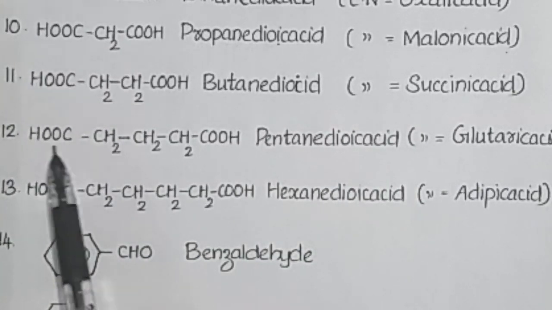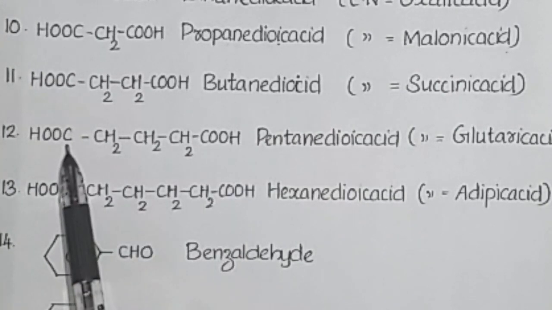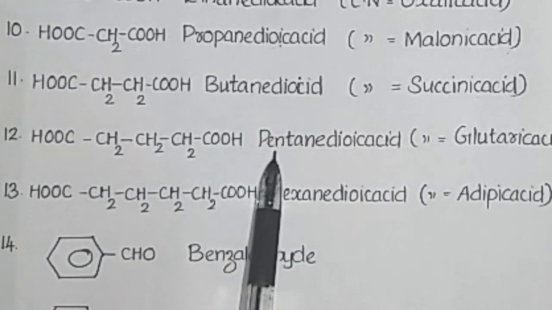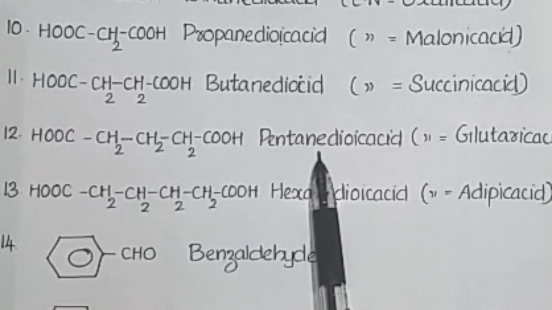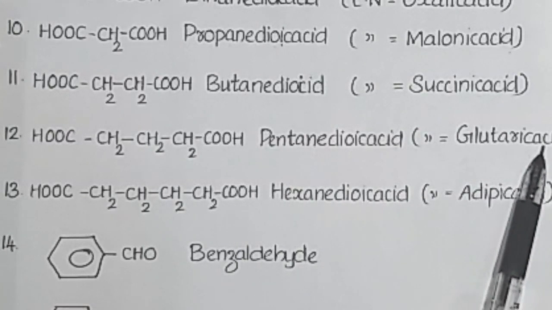Next one, COOH, CH2, CH2, CH2, COOH. How many carbon atoms? 1, 2, 3, 4, 5. 5 carbon atoms, pentane with the dioic acid. Pentane dioic acid, or common name glutaric acid.